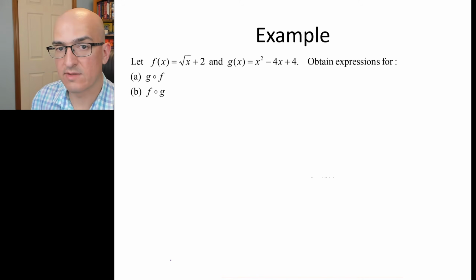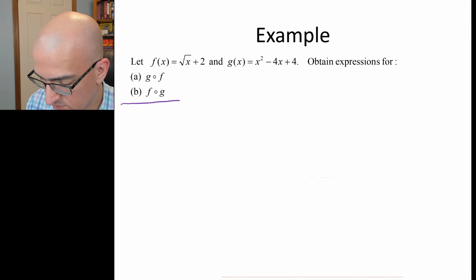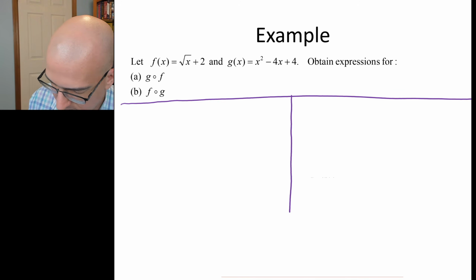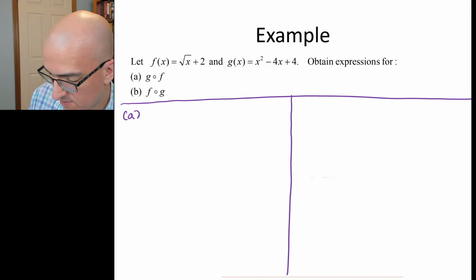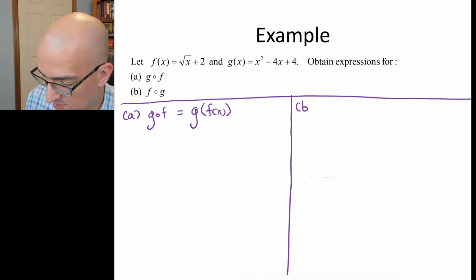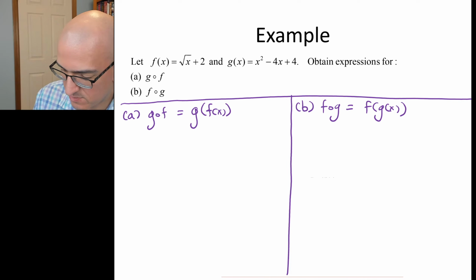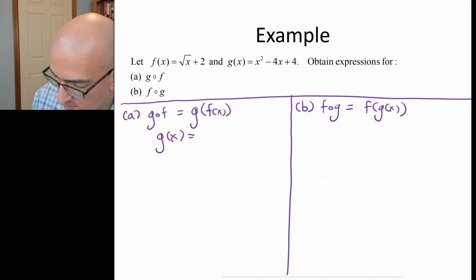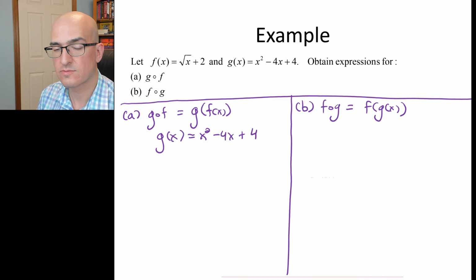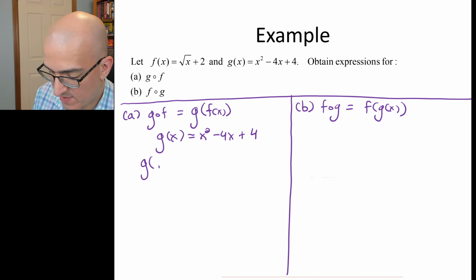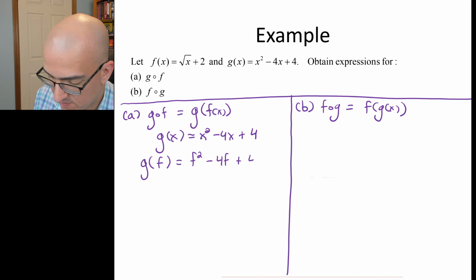Next example. Again, two different orders of composition. Do each of them separately. Question A, g circle f is g evaluated at f. Question B, f circle g is f evaluated at g. So start with g of x. In this case, it's x squared minus 4x plus 4. So what's g evaluated at f? That will be f squared minus 4f plus 4.